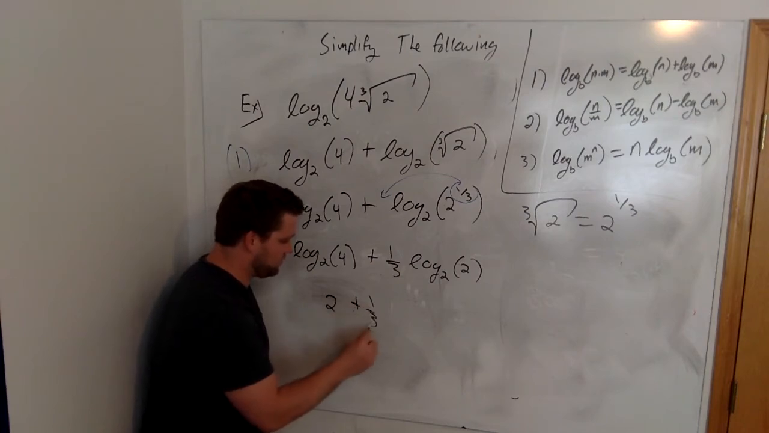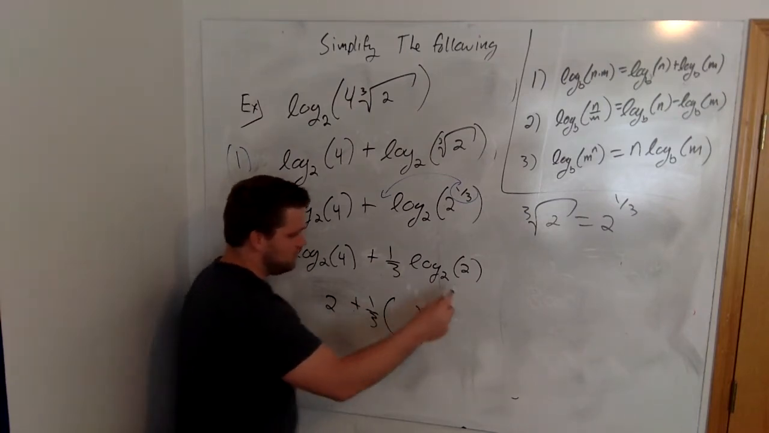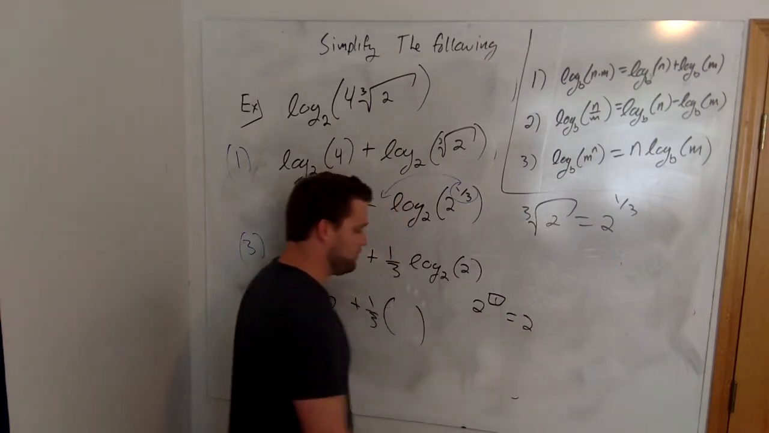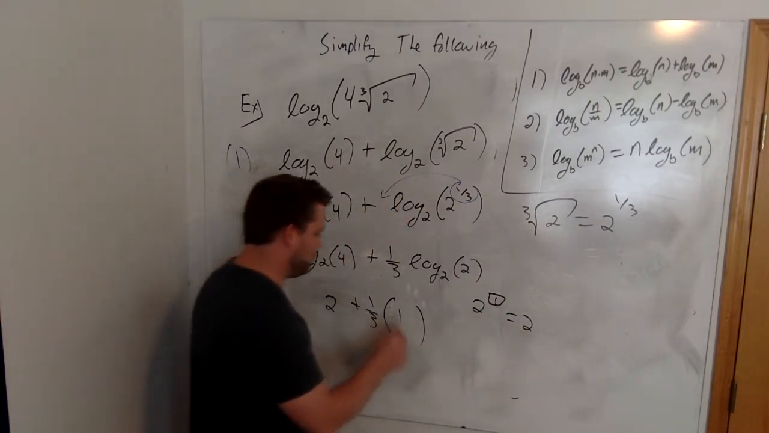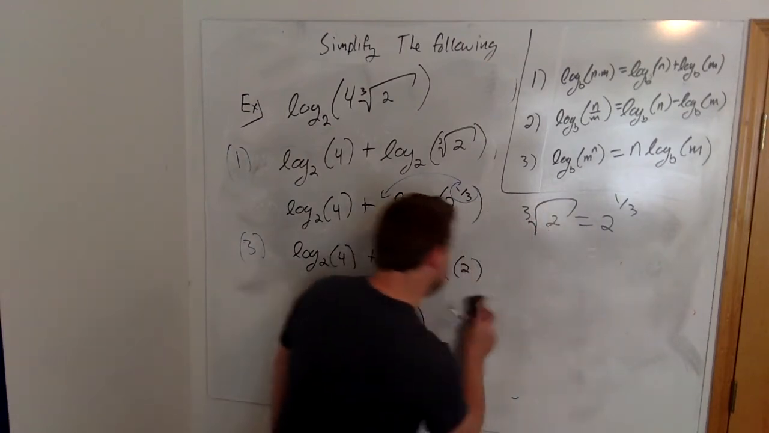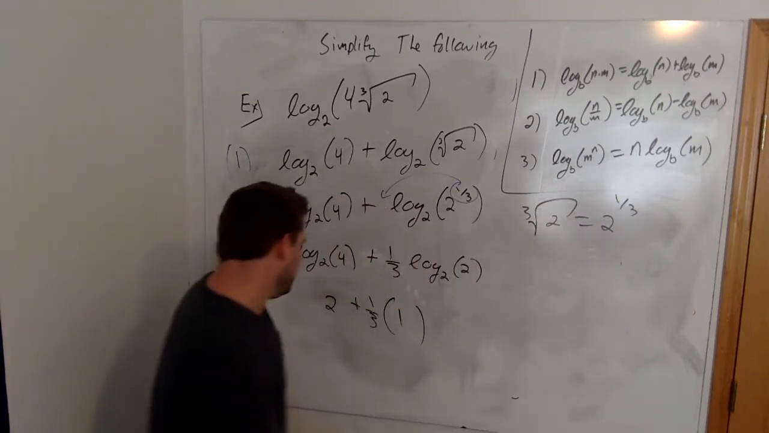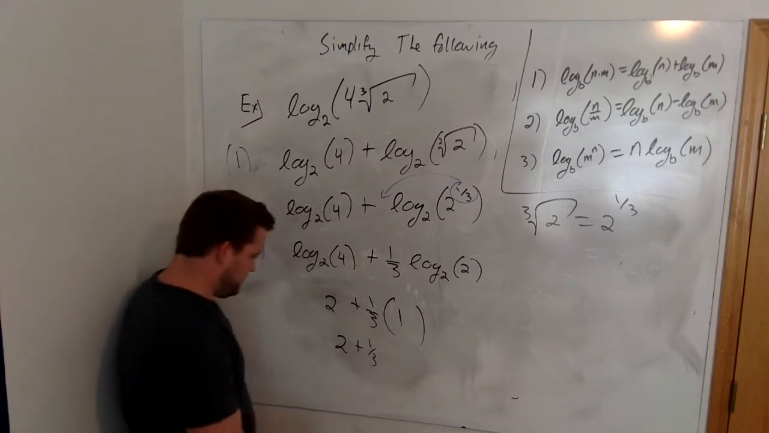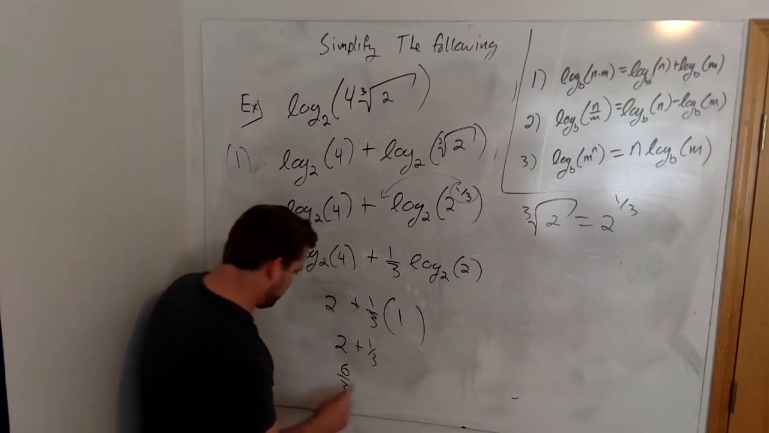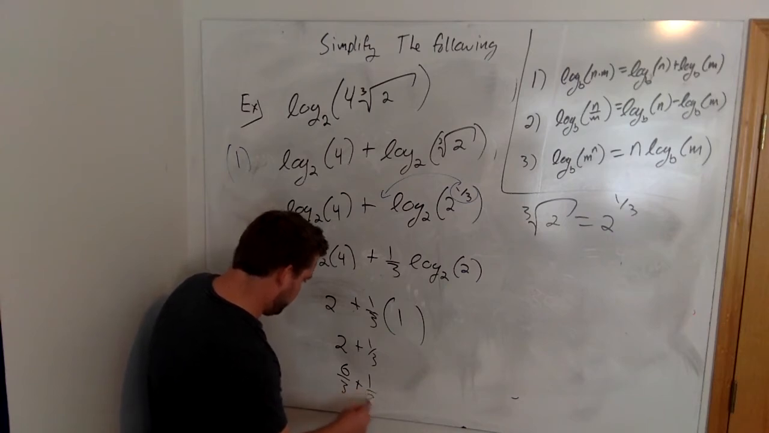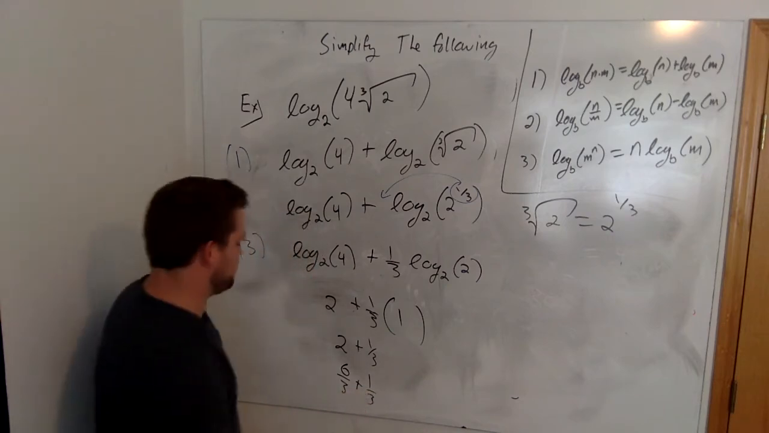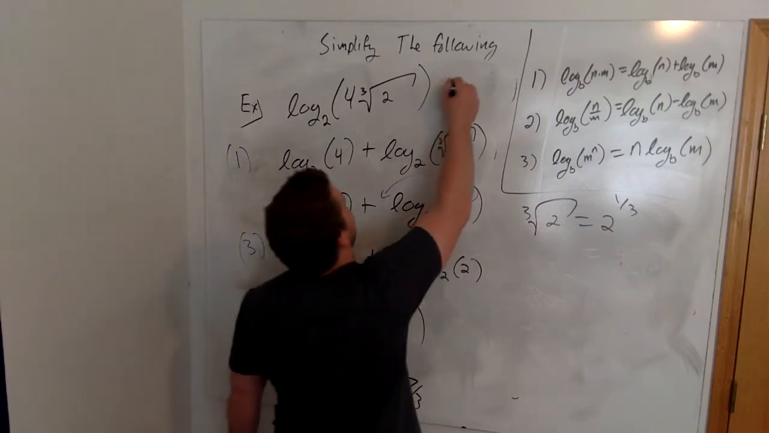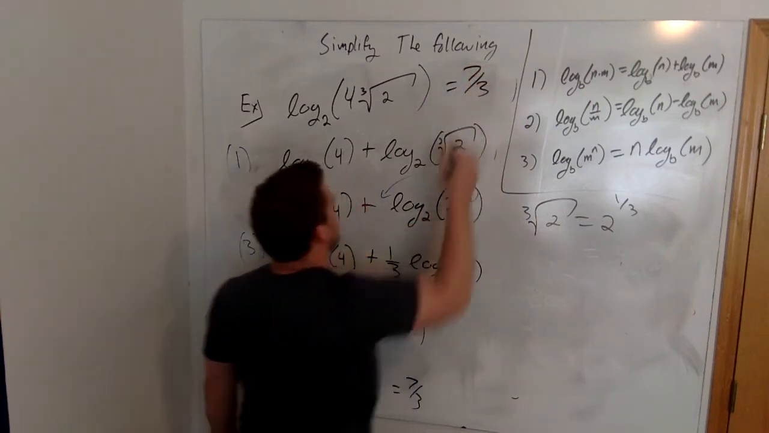Plus, this is 1/3 times, well, this says 2 to what power gives you 2? I hope you believe the answer is 1. So this is a 1. So this will be 2 plus 1/3. So what is that? 6/3 plus 1/3. So what is it? 7/3. This answer here is 7/3.